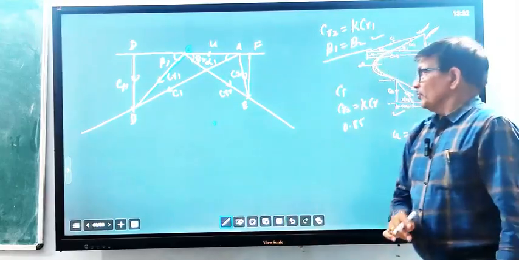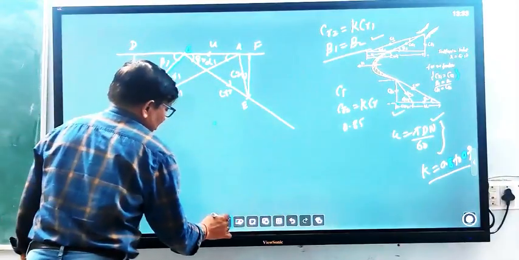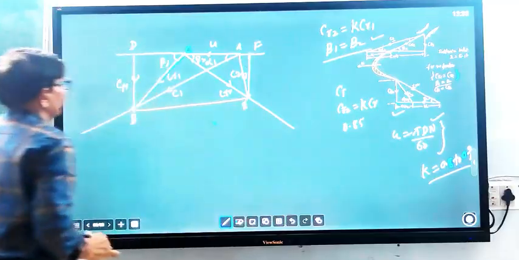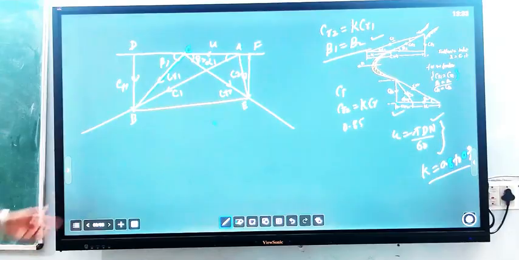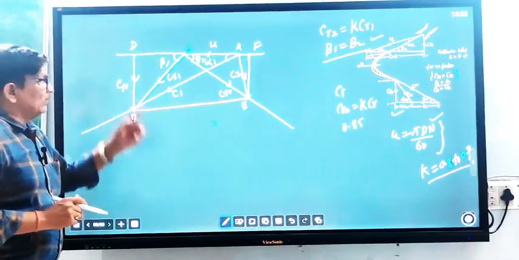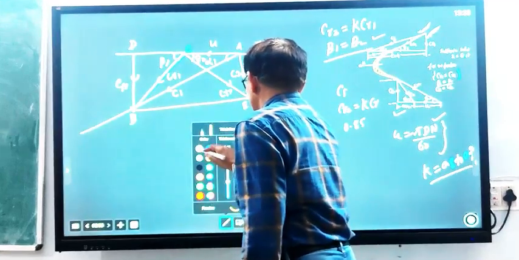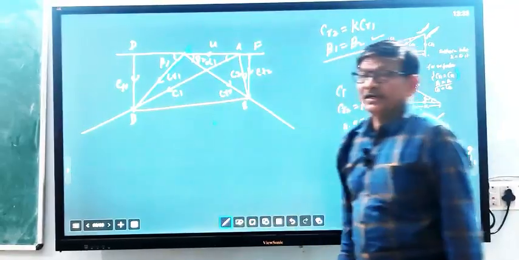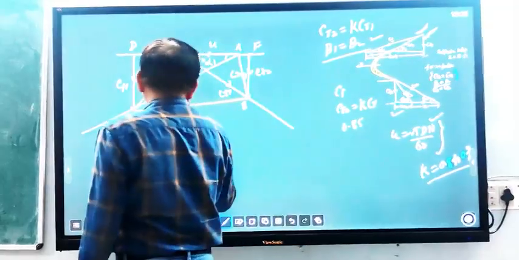So now the complete diagram you can see. Here you can see BE is not parallel to DF. It is clearly visible, because you know that CR2 is not equal to CR1. Again here you can see CF2. CF2 is also not equal to CF1, because this component now creates axial thrust.